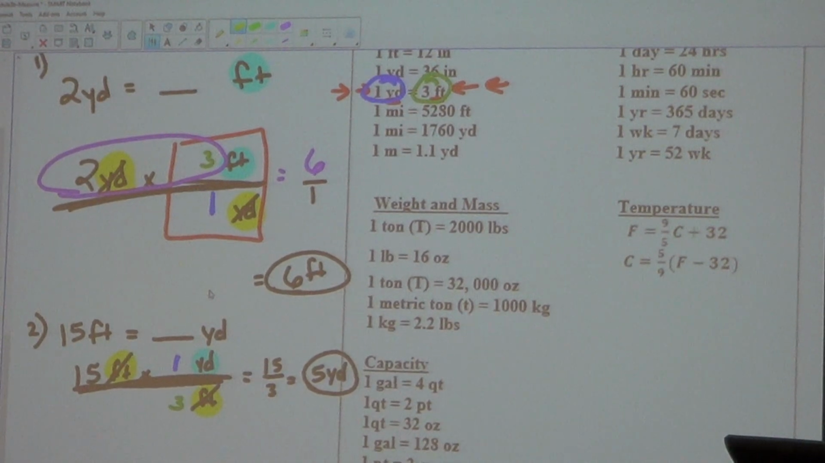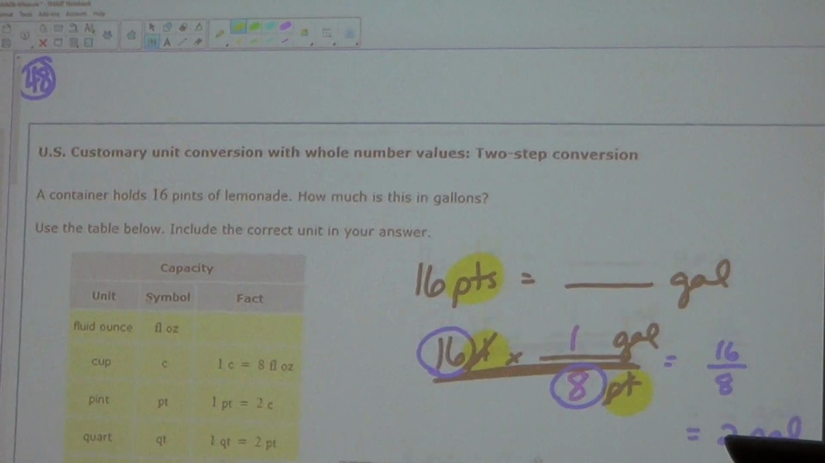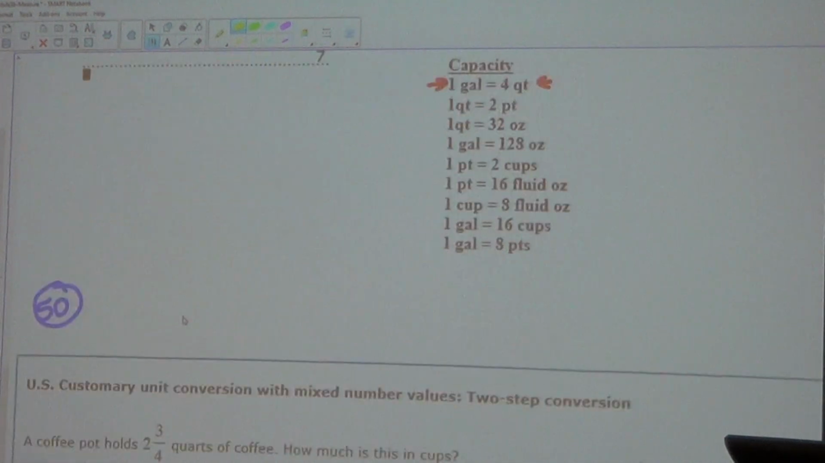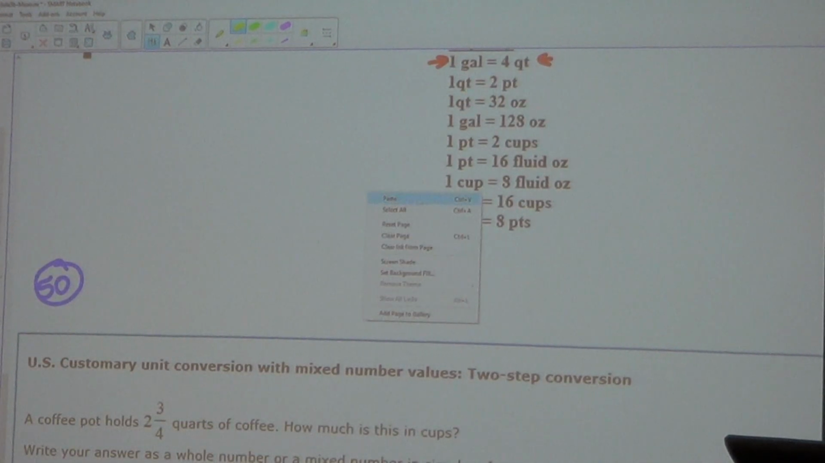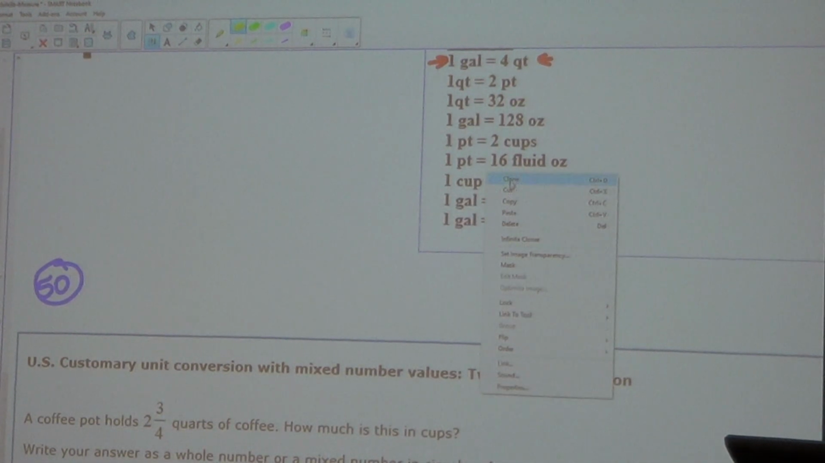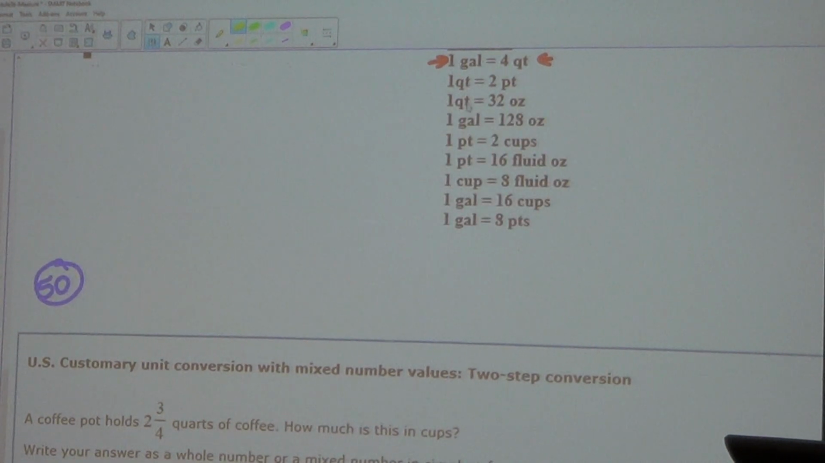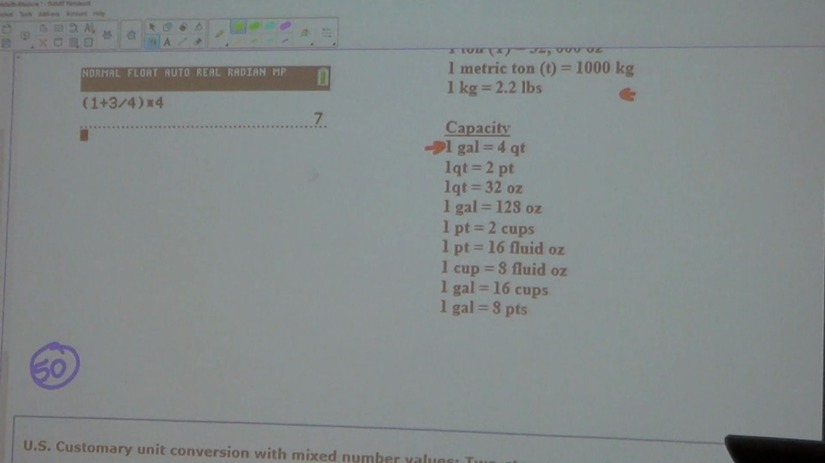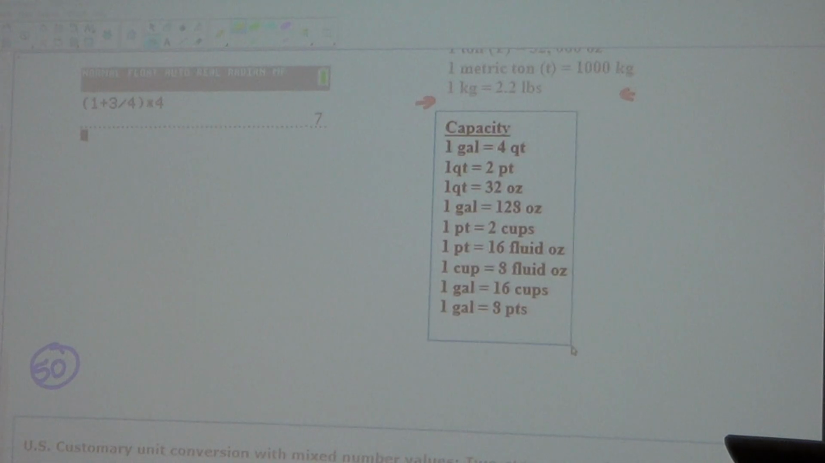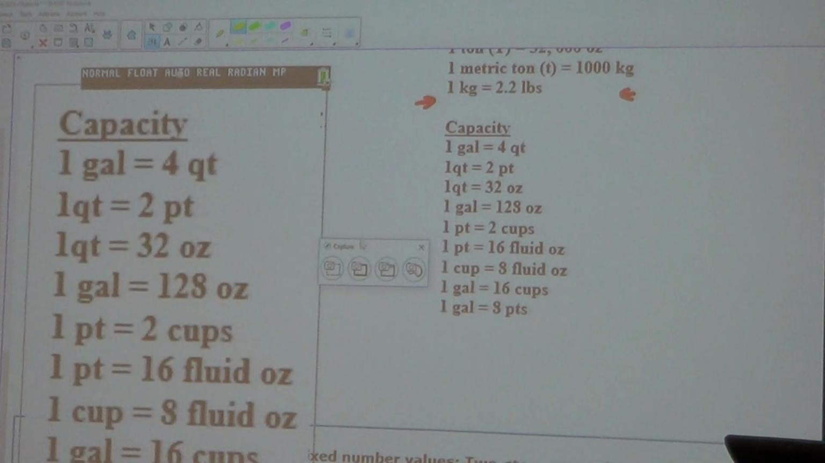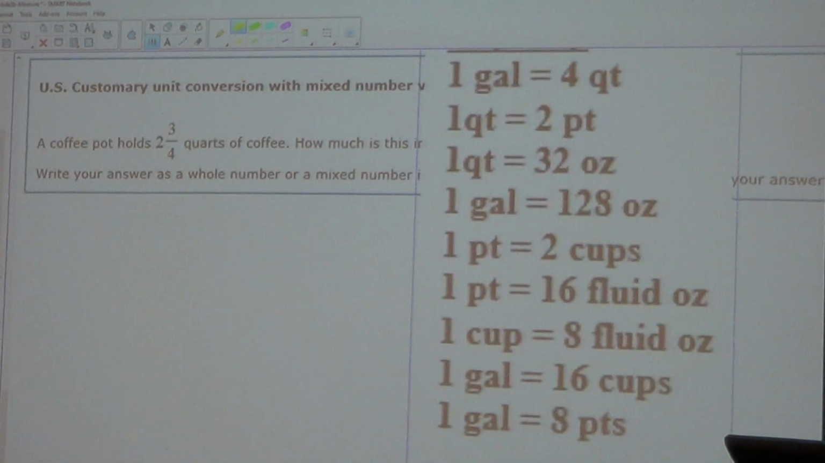All right, let's look at one that's a little bit harder. Oops. No, not that. I think I can copy just this little part right here. All right.